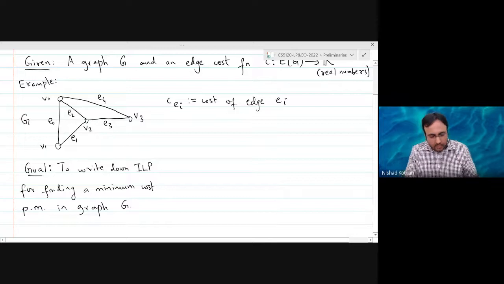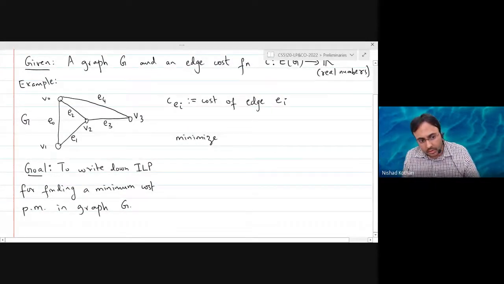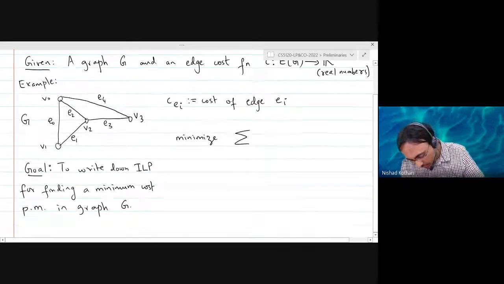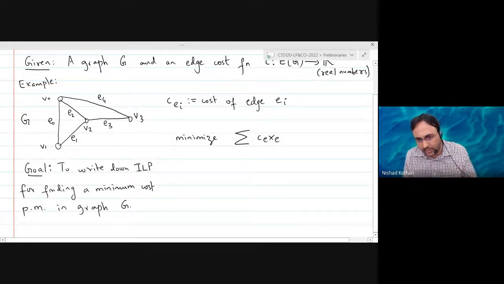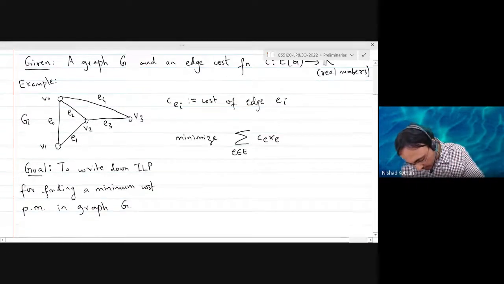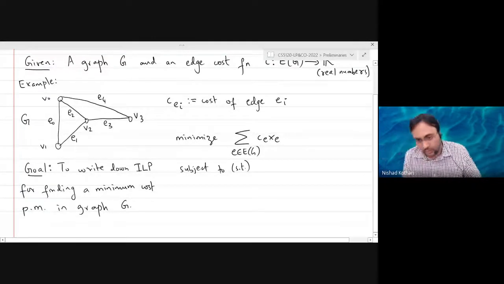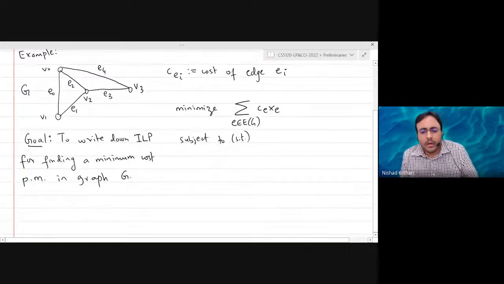Okay. So for this graph, we are trying to minimize the total cost of our perfect matching, right? So that would be the sum of c_e x_e. x_e is our indicator variable. It indicates whether the edge is in the perfect matching or not, right? And this is over all the edges of the graph. And subject to, which I will abbreviate from now on to just s.t., we have some constraints. And what are our constraints?